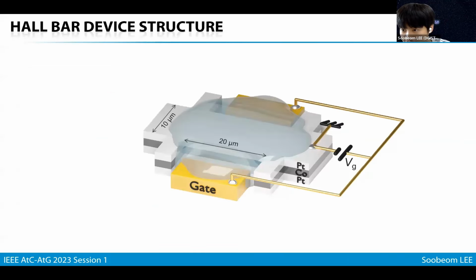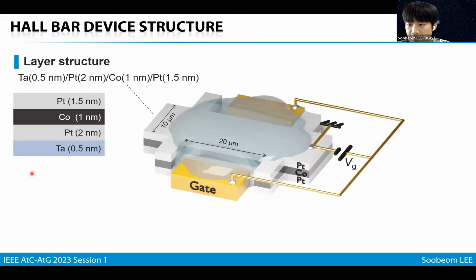Let me introduce the device structure and the measurement sequence. We fabricated a Hall bar device of 2 nanometer platinum, 1 nanometer cobalt, and 1.5 nanometer platinum with a 0.5 nanometer tantalum seed layer. Here, the tantalum seed layer was grown to enhance crystal quality and perpendicular magnetic anisotropy.